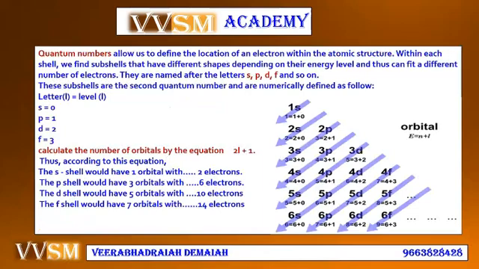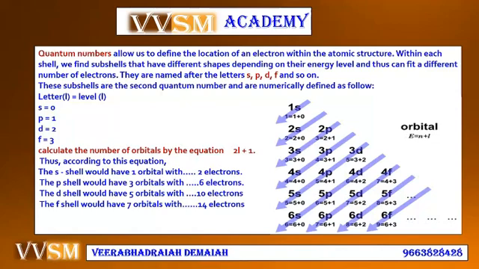Quantum numbers allow us to define the location of an electron within the atomic structure. Within each shell, we find subshells that have different shapes depending on their energy level and thus can fit a different number of electrons. They are named after the letters S, P, D, F, and so on. These subshells are defined by the second quantum number, numerically defined as follows.